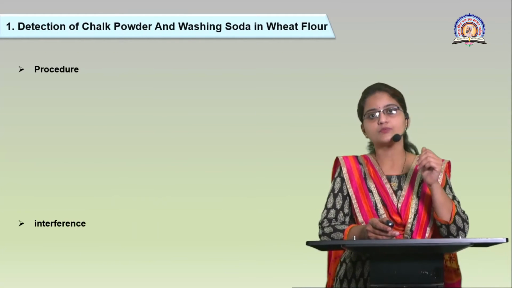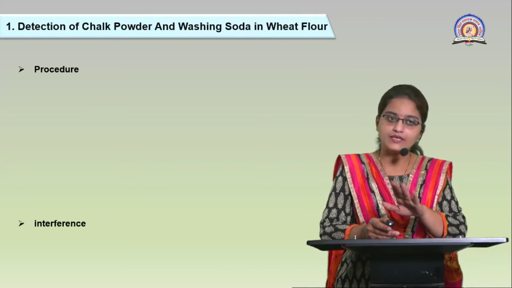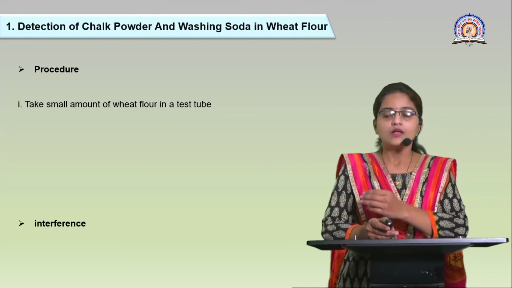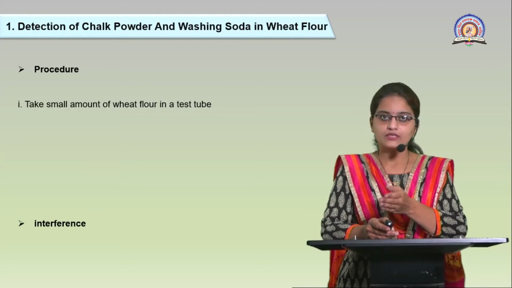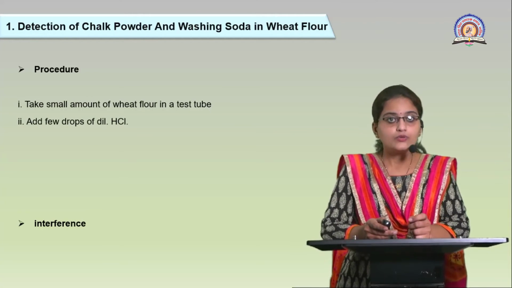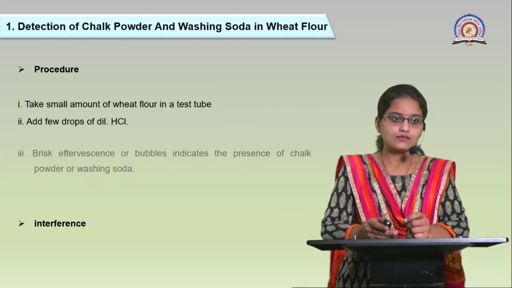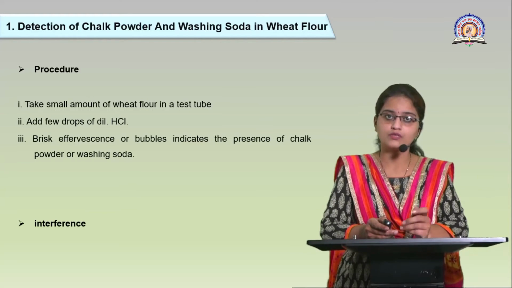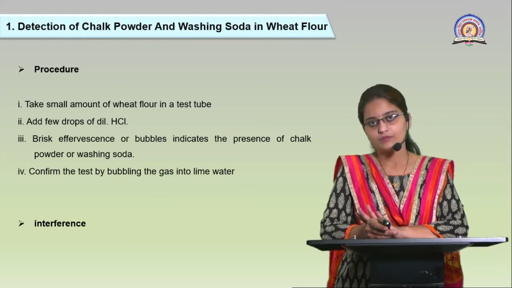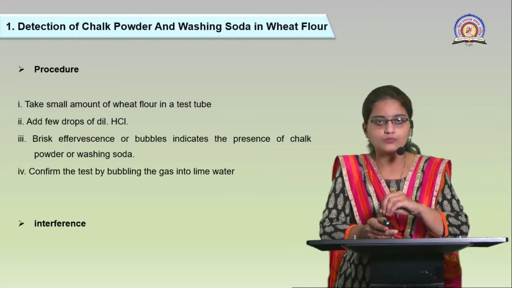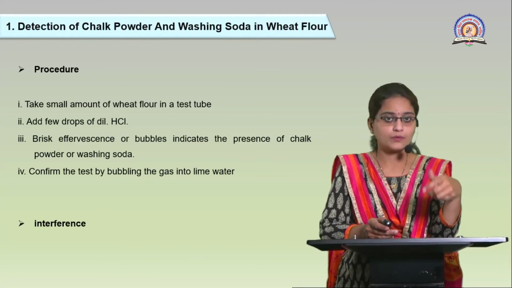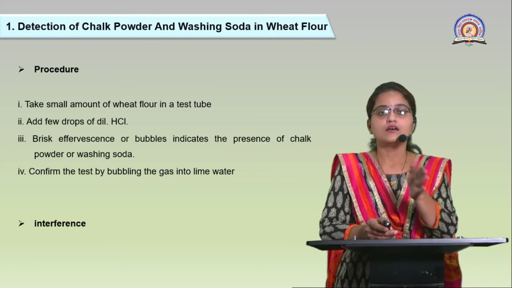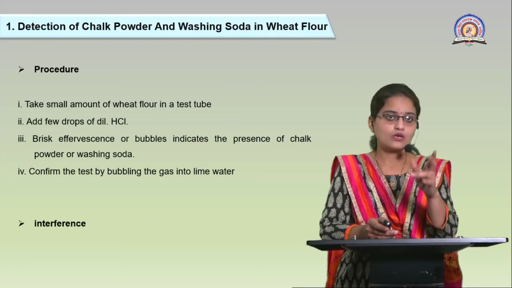So let's move towards the procedure. The procedure, as I have told you, is very easy. First, take a small amount of wheat flour in a test tube. We can take 2 to 3 grams of the wheat flour in a test tube. Then add a few drops of diluted HCl. Effervescence or bubbles indicate the presence of chalk powder or washing soda in the wheat flour. So if we observe effervescence or bubbles inside the test tube, it means the wheat flour is definitely adulterated with soda, caustic soda, washing soda, or chalk powder.